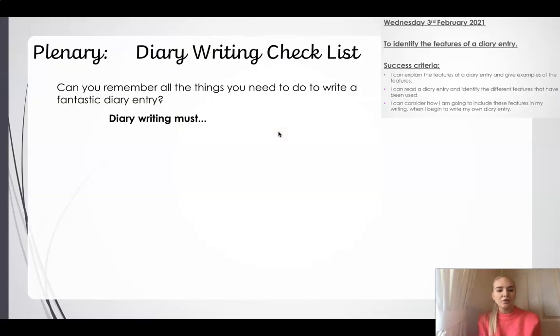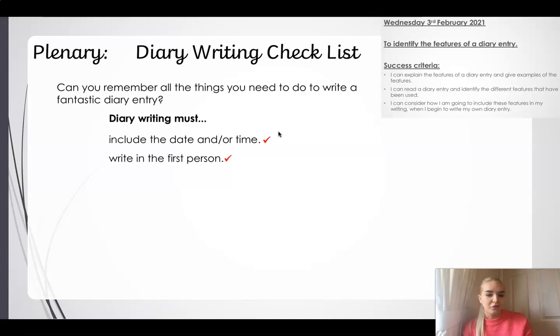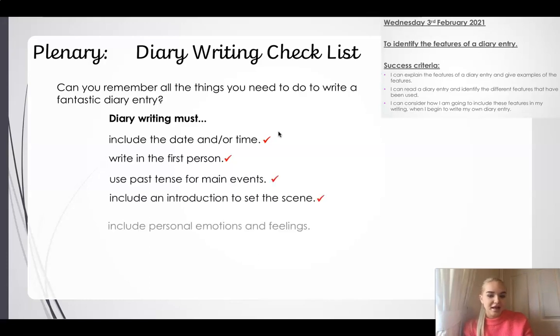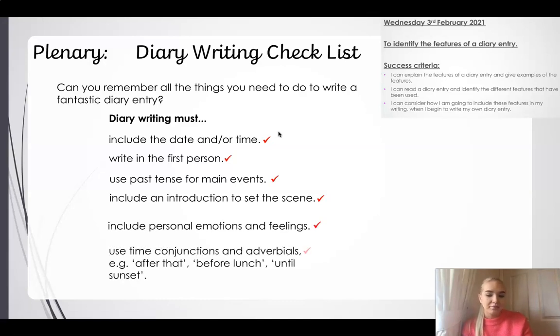Now, quick plenary today. Can you remember all the things that you need to include to write a fantastic diary entry? Pause the video and have a think. Did you remember that you need to include the date or the time, the first person, the past tense, an introduction to set the scene, personal emotions and feelings, as well as ambitious vocabulary, and time conjunctions and adverbials?